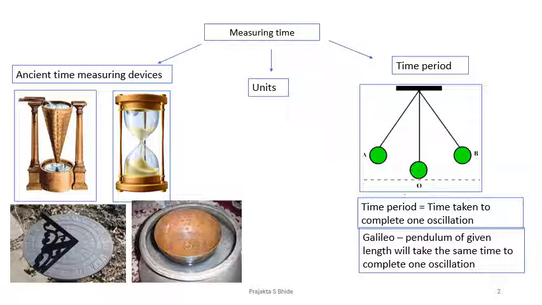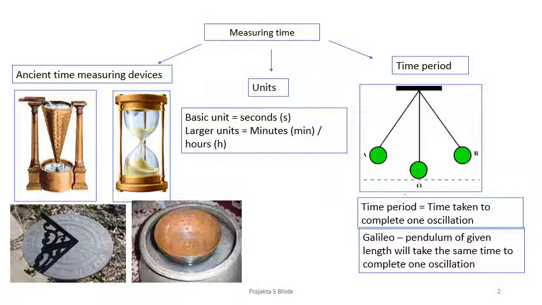Now, I know what an oscillating device is. I know what a time period is. I want to measure time. What is the unit that I should use? As simple as it could be, the basic unit is seconds. Larger units could be minutes, hours, and going ahead, it could be years.